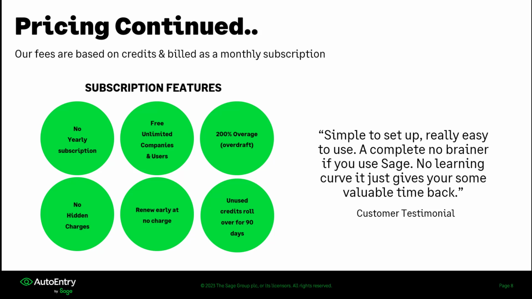With auto entry, there's no big annual fee, so it's a much easier to manage monthly subscription. You get free unlimited companies and users, so you can have everything on the one account. We know that some months' usage can differ, so you are able to avail of overage, which is capped at 200% of your subscription. On the other end, if you have a few quiet months and you have unused credits, they do roll over, only for 90 days, so after that they will expire, but you can always pause your subscription if you need to.